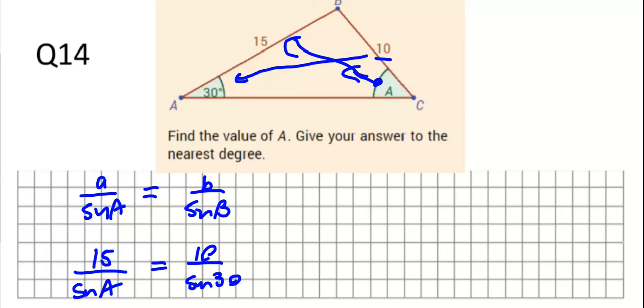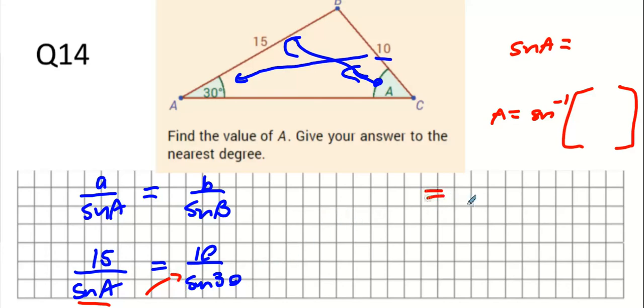The goal of the question is to first of all get sine A on its own. After you get sine A on its own, you then get A on its own using the sine inverse function. I'll explain a bit more about that in a minute. So sine A is division on the left, which will make it multiplication on the right. Sine 30 is division on the right, which will make it multiplication on the left. Now, 10 is multiplication on the right, and when we move it to the left to get the sine A on its own, it will be division. So we can say 15 sine 30 over 10.